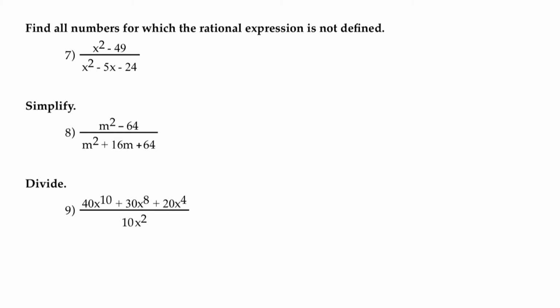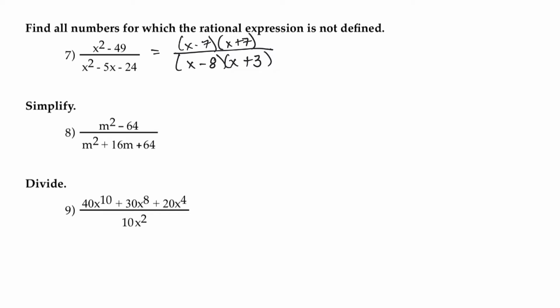Okay, this one says find all numbers for which this is not defined. So I don't have to really look at the top. I guess I could factor the top if I wanted to. It's a difference of squares, so that would be it. And then I factor the bottom. So two things that multiply to 24 and add to negative 5. I'm thinking negative 8 and a plus 3.